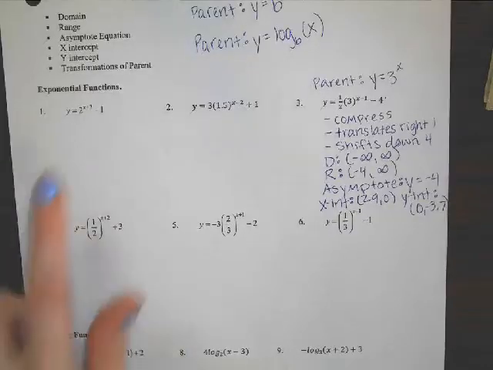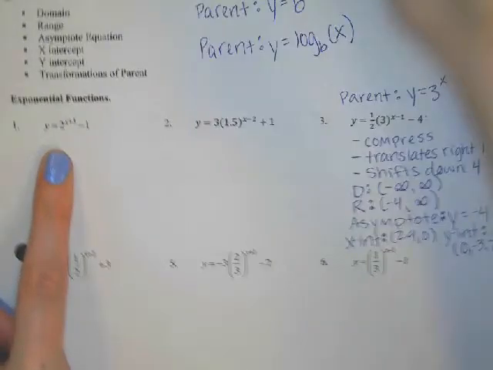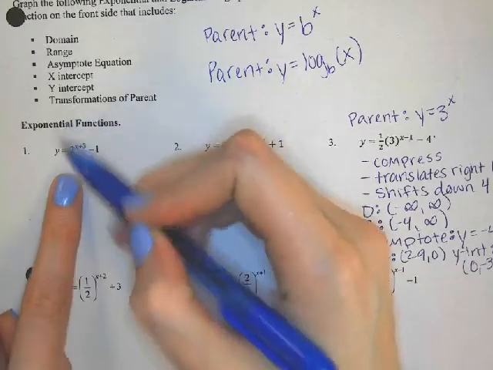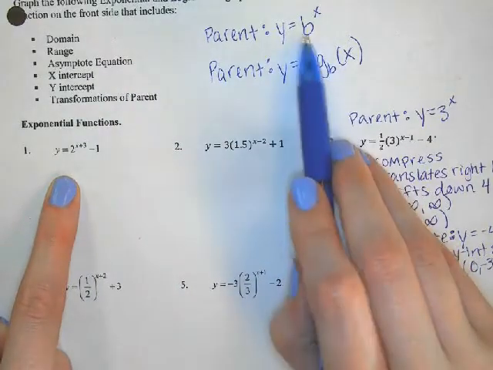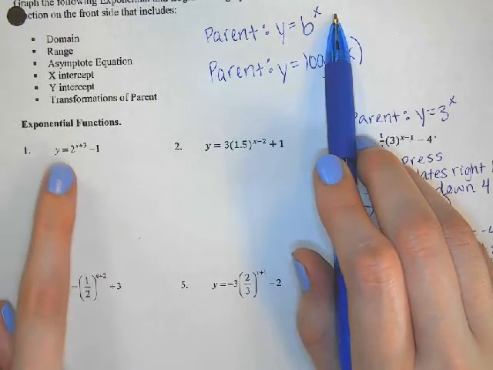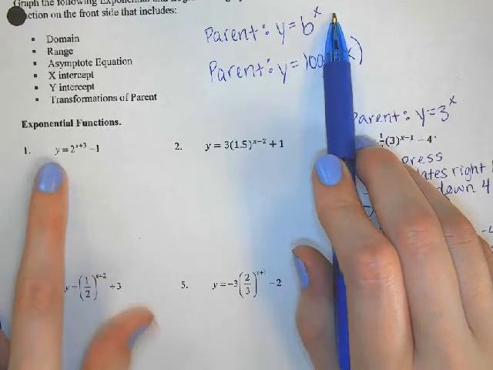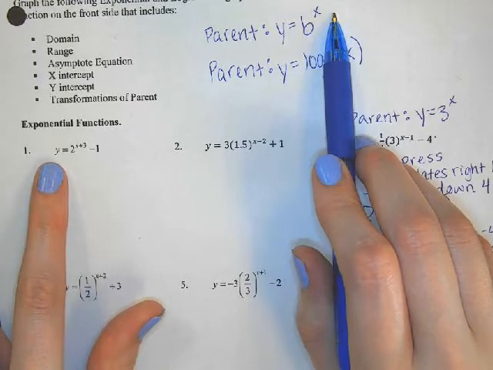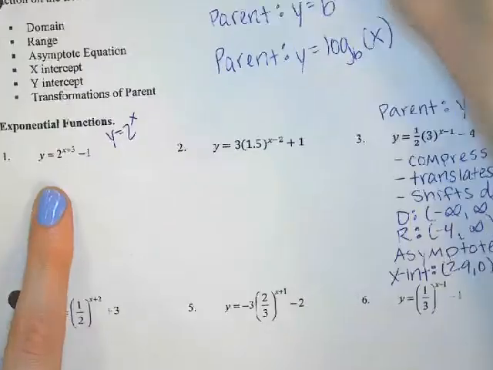Okay, so let's go specify a few more transformations. Let's look at number 1. Can you guys tell me what the parent function would be for number 1 with no transformations? Is this an exponential or a logarithm? Exponential. So the parent function is whatever the base is to just the power of x. So what's the parent of this one? Y equals what? What is the base? 2. So the parent for this one is y = 2 to the x, which means I got some transformations.